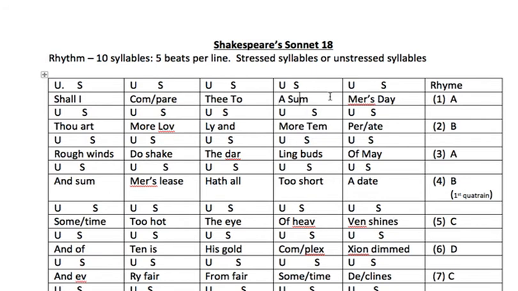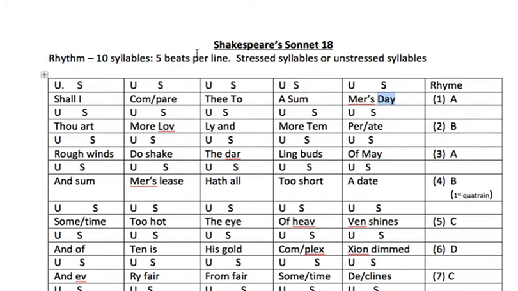The word summer is divided into two syllables. The first syllable is the one that's stressed, right? We say summer, we don't say summer, right? And so therefore, the sum is stressed, the mer is unstressed. And day is the last syllable, and that is stressed. So it sounds basically like this: shall I compare thee to a summer's day, right?